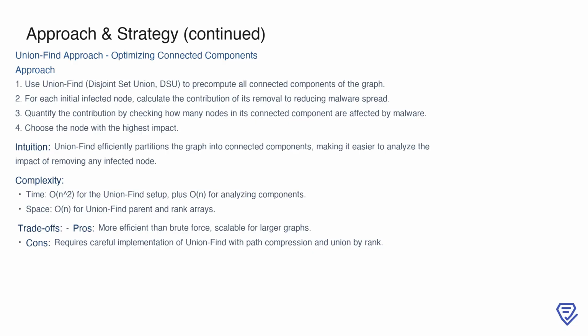A more efficient strategy involves leveraging the union find algorithm to optimize the way we handle connected components. Union find, also known as disjoint set union, allows us to pre-compute the connected components of the graph efficiently.